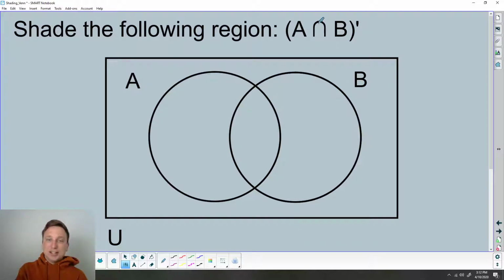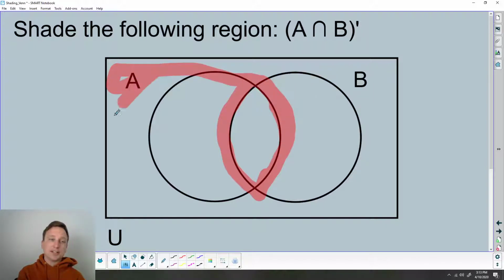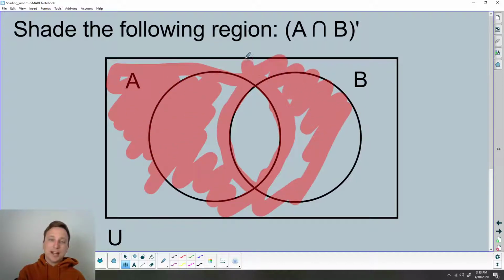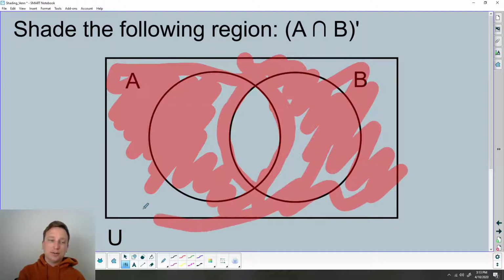All right. So A intersect B and then the complement of it. So I want to consider where A intersect B is and shade everything that's not that. So the complement of A intersect B, well again if I outline A intersect B, which we just looked at, if this is A intersect B outlined, I want to shade everything outside of this. So it's everything that A and B do not share. So there we have it.